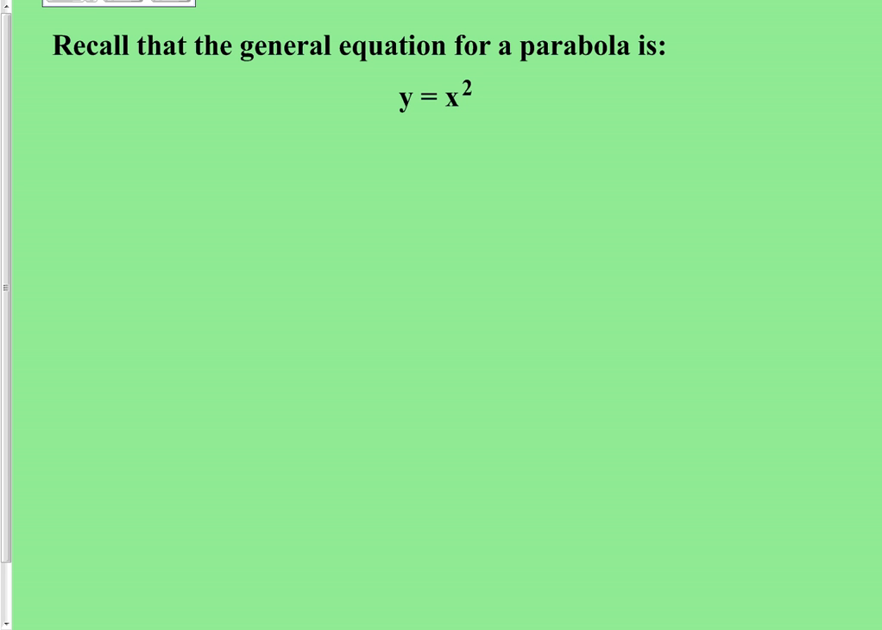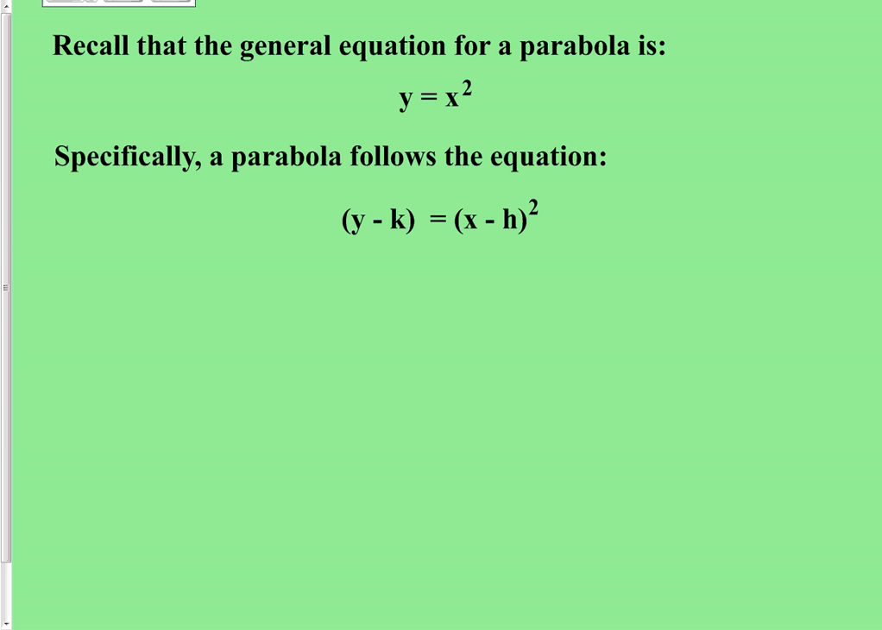Anyway, our general equation for a parabola, our unit conic section, might look something like this, y equals x squared. Now, again, we've already seen the quadratic from the perspective of a parent function. The quadratic that we're looking at now looks slightly different. Here's how it's going to look from the perspective of conic sections: y minus k on one side of the equal sign. On the other side, we have x minus h quantity squared. Of course, h, k is our vertex.